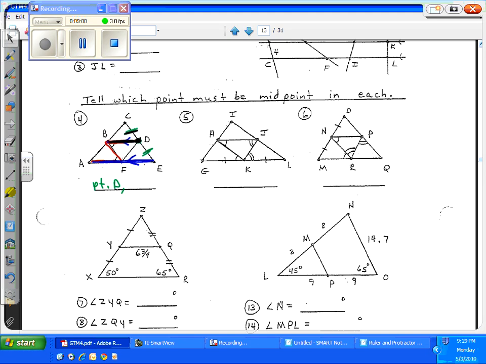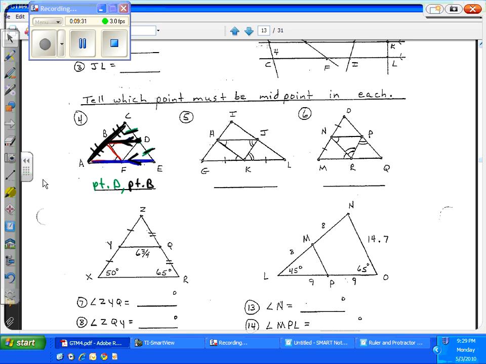BD hits the midpoint of this side. It's parallel to the second side. Therefore, according to that theorem, it must also hit the midpoint of the third side, which proves to us that point B is a midpoint. And so now we know that B and D are midpoints.